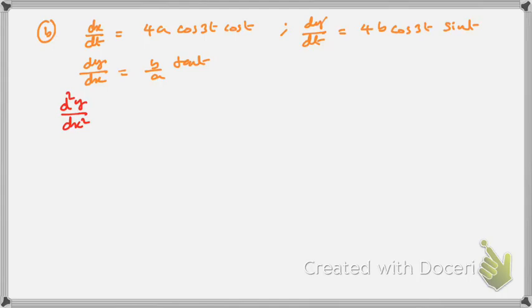Okay. So you need to get the general answer, and if you have a specific value given, like at t is equal to pi by 3, then you put t is equal to pi by 3 into the final answer. So we are now working on the general answer. So dy by dx is b by a tan t. So what is d square y by dx square?